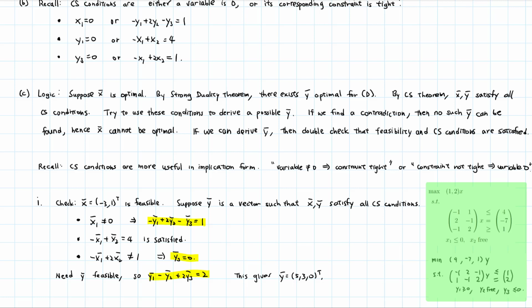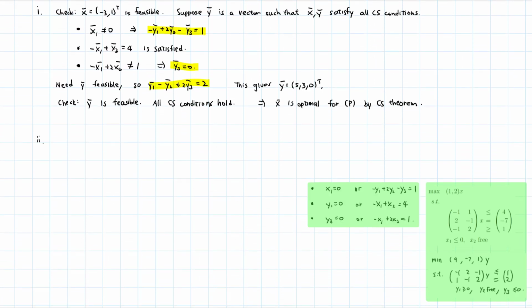Now, just because we have a y bar here does not imply that it is optimal. We still need to check that y bar is feasible and all the CS conditions hold. And indeed they are. So therefore, x bar is optimal for P by CS theorem.